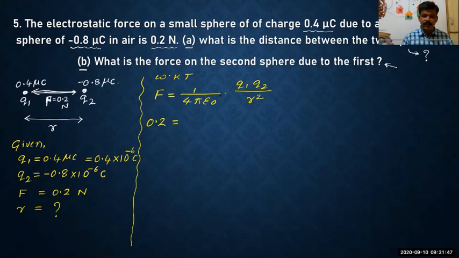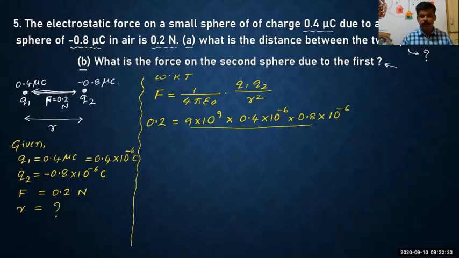Because we know the total value of 1 by 4 pi epsilon naught, that is 9 into 10 raised to 9. So use it directly. The students who have solved the homework, for them I am speaking. Next time, don't substitute the pi value and epsilon naught value, okay? It becomes more easy for you to handle the problem. Then substitute the value of charges, that is one is 0.4 into 10 raised to minus 6, another is 0.8 into 10 raised to minus 6. Don't take the negative sign there. Whole divided by R square, that I don't know.